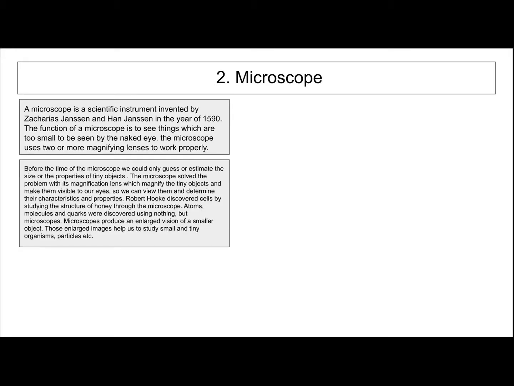Before the time of the microscope, we could only guess or estimate the size or the properties of tiny objects. The microscope solved the problem with its magnification lens, which magnifies the tiny objects and makes them visible to our eyes, so we can view them and determine their characteristics and properties.